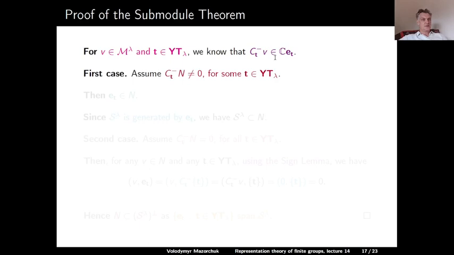So we have to consider two cases. Case one, let us assume that there exists T such that if we apply C_T minus to our submodule N, then the outcome is non-zero. So in this case, the outcome, of course, belongs to this one-dimensional subspace generated by E_T. In particular, it must contain E_T because it's non-zero. So then E_T belongs to N. But as S lambda is cyclic and is generated by any E_T, it follows that in this case, S lambda is a submodule of N.